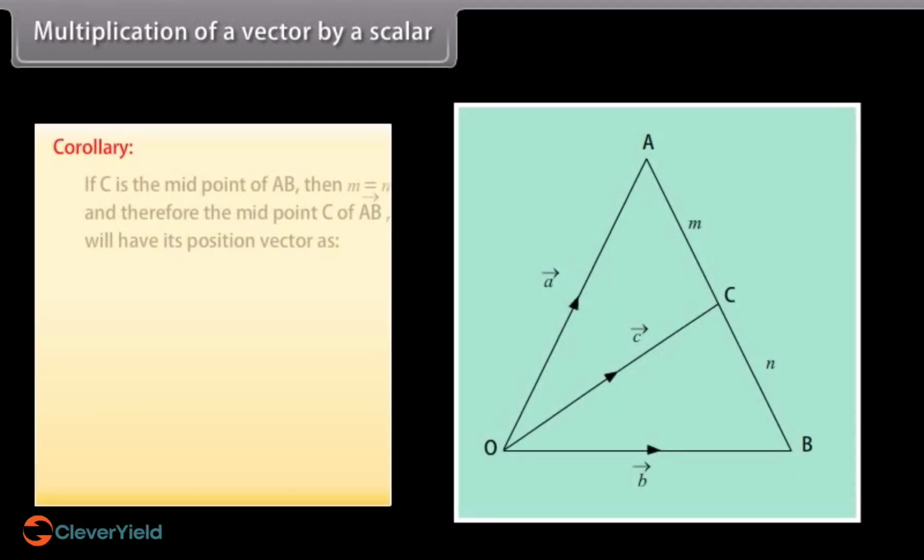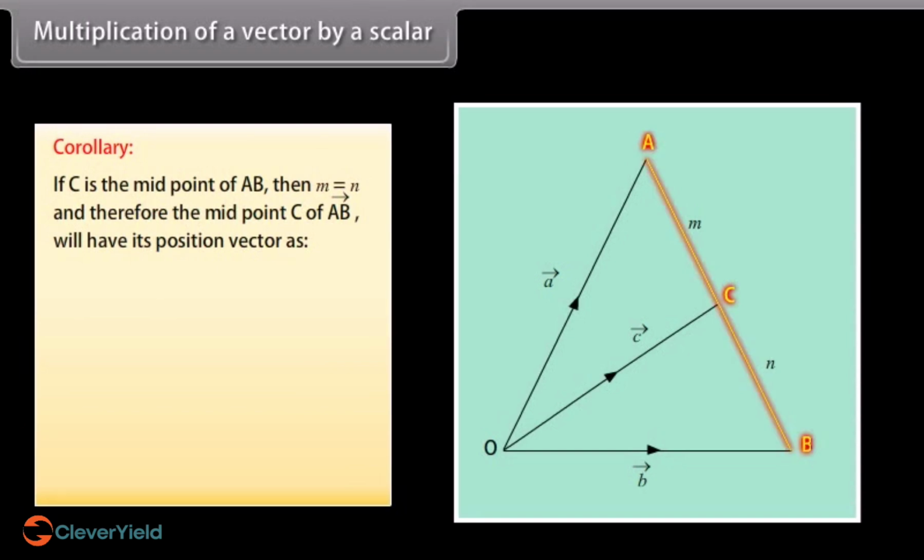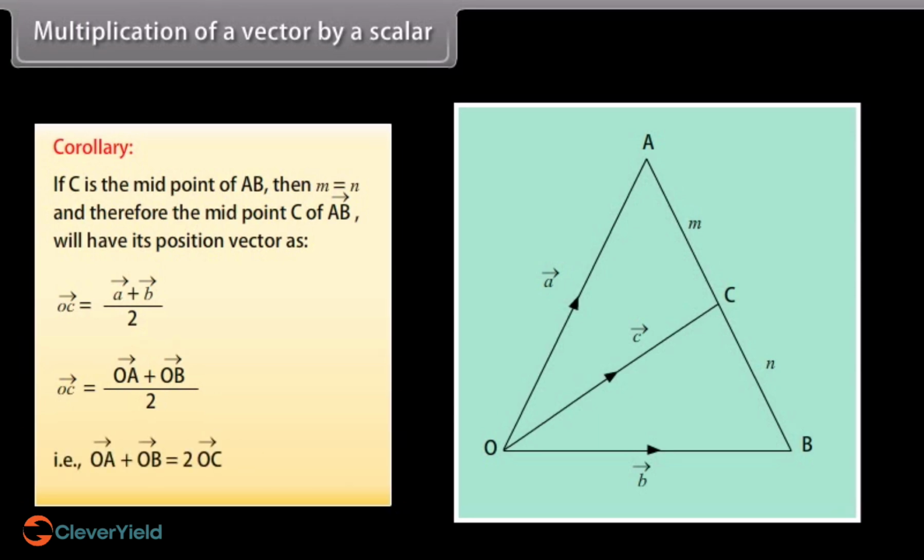Corollary: if C is the midpoint of AB, then m equals n, and therefore the midpoint C of vector AB will have its position vector as given below. Vector OC equals vector A plus vector B by 2. Vector OC equals vector OA plus vector OB by 2. Vector OA plus vector OB equals 2 vector OC.